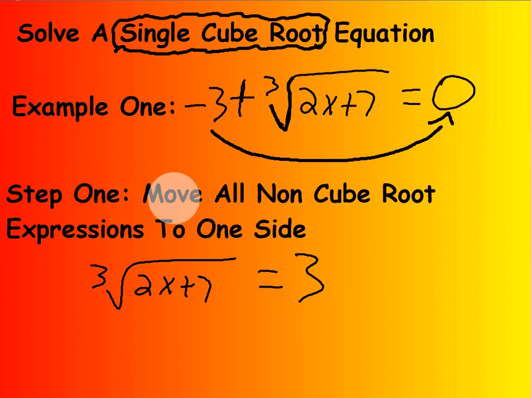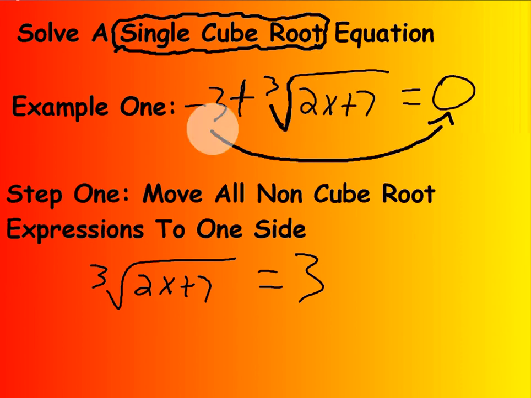Step 1, we're going to move anything that is not a cube root expression to one side. It doesn't matter which side you move it to. You could keep the cube root on the right, but for convention's sake, I would say keep the cube root on the left and move the other thing to the right. Now the other thing might not be a constant number. It could be an x, it could be an x squared or something. You would still move it over to the other side, away from your cube root expression.